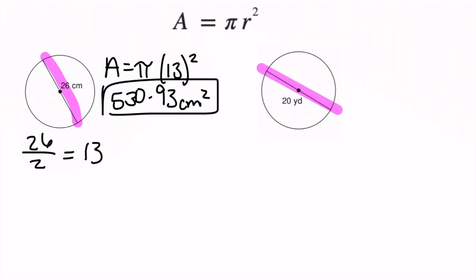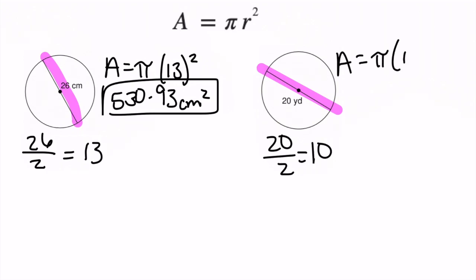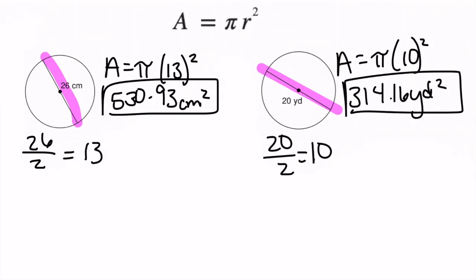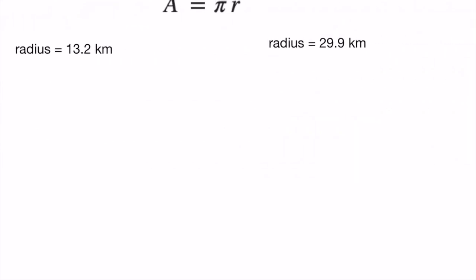Same thing in this case, 20 divided by 2 is 10. So our area equals pi times 10 squared, which is 314.16 yards squared. All right, last two examples.